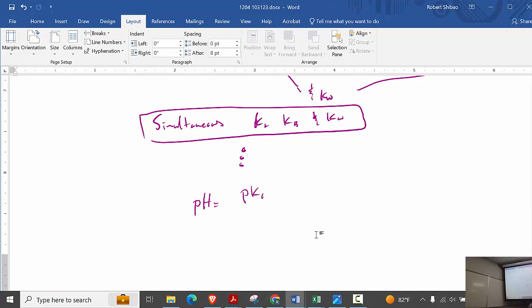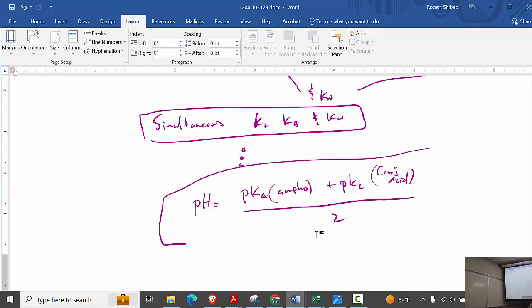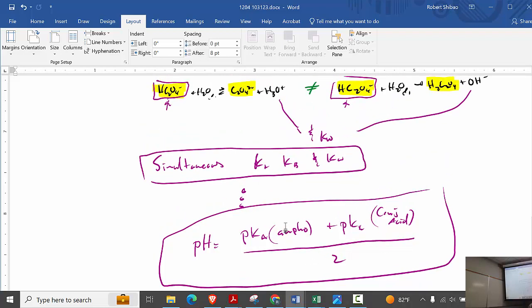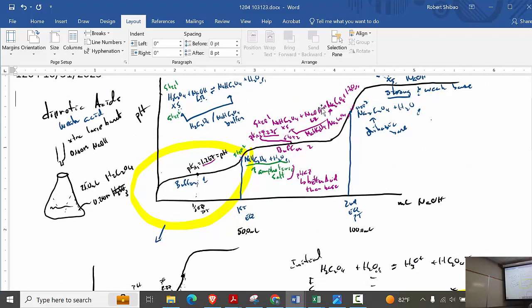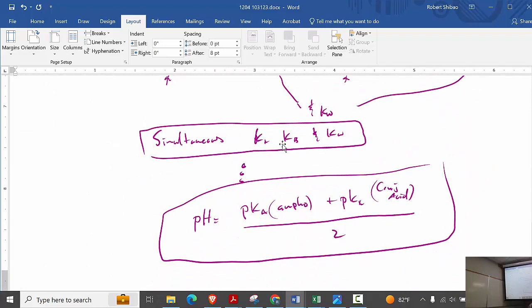pH is equal to the pKa of the amphoteric plus the pKa of the conjugate acid, divided by 2. Is that a simple equation or what? That is a simple equation. But it only works in the special circumstance where the acid and the base are the exact same species. It only works if the acid here and the base are exactly the same. And then the simultaneous simplifies into this. So you do all the work here, and we end up with this.